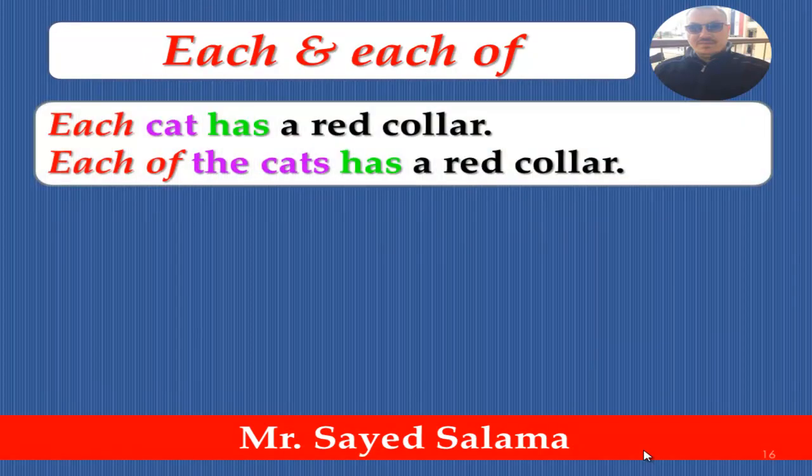Each and each of. You can say each cat has a red collar. Or you can say it another way, each of the cats. If you say each, you use a singular noun, but if you say each of, you use a plural noun and a singular verb. So each cat has a red collar. Each of the cats has a red collar.